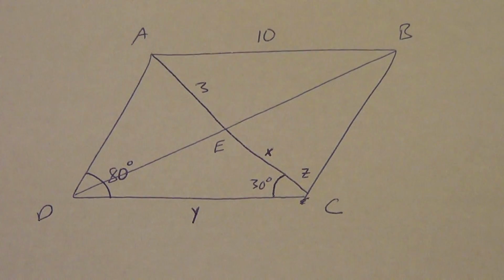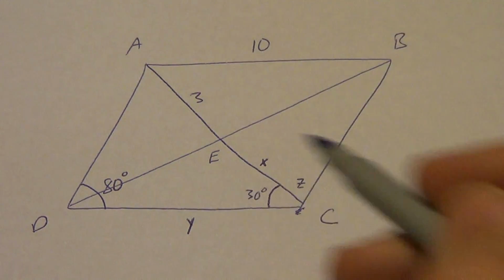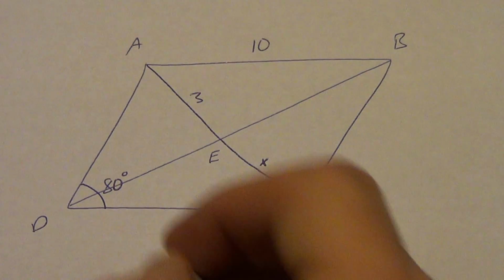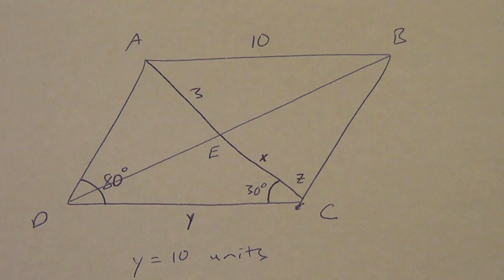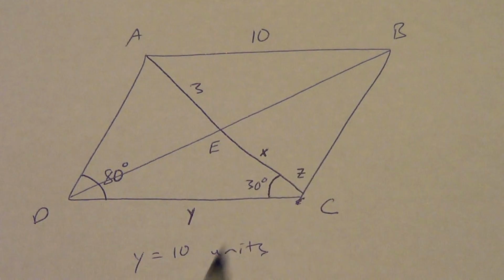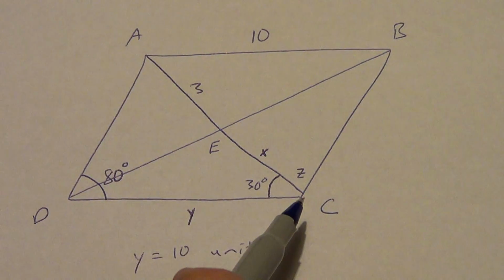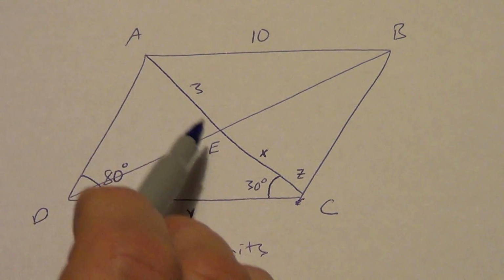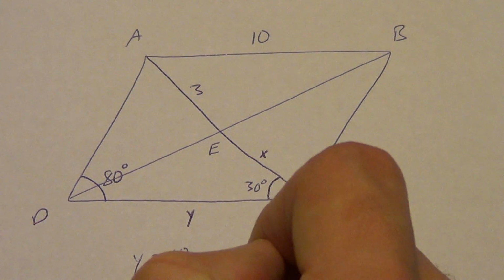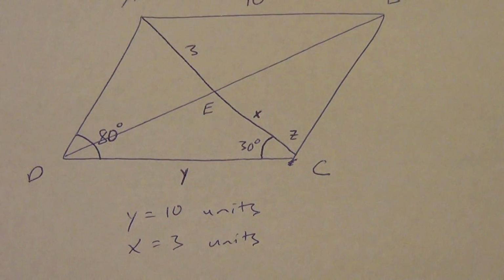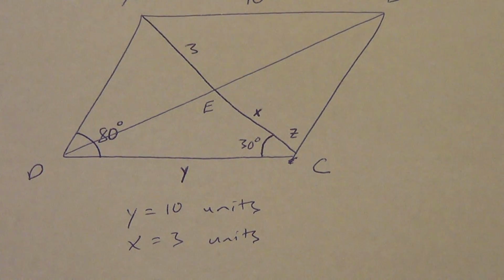All right, here we go. So let's start with a Y. Y is pretty easy. Opposite sides of a parallelogram have to be congruent. So Y equals 10 units. It's pretty simple. All right, X, that's a pretty easy one. Diagonals have to bisect each other. They have to cut each other in half. So if AE is 3, then EC must be 3. So X equals 3 units.